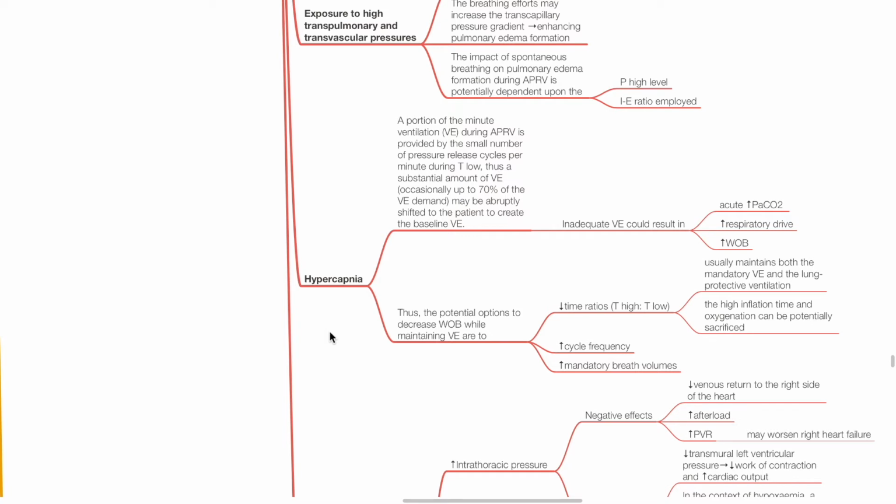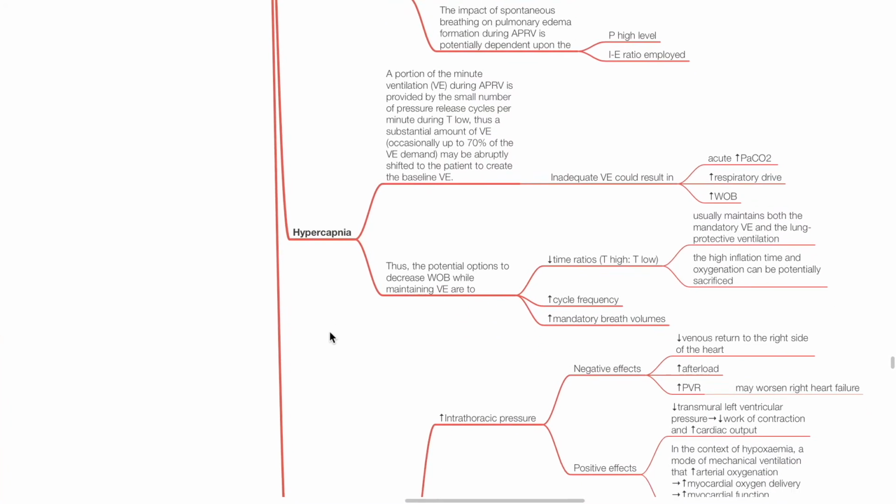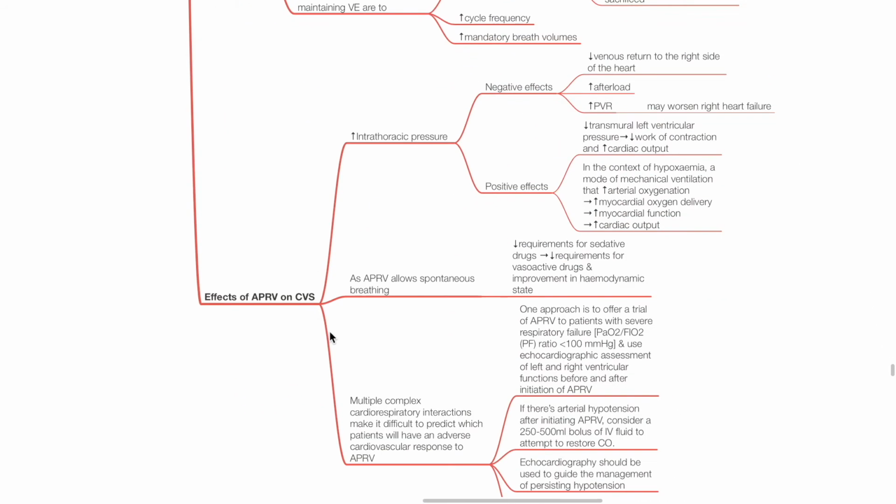Thus, the potential options to decrease work of breathing while maintaining minute ventilation are to reduce the time ratios, which usually maintains both the mandatory minute ventilation and the lung protective ventilation. The high inflation time and oxygenation can be potentially sacrificed. Other options to decrease work of breathing while maintaining VE are to increase cycle frequency and increase mandatory breath volumes.